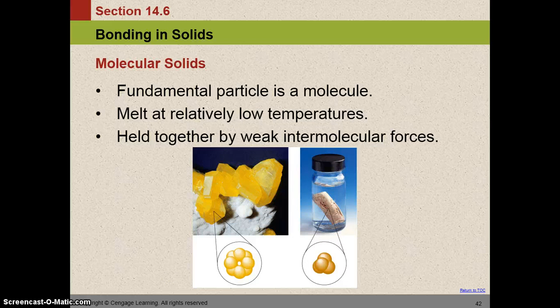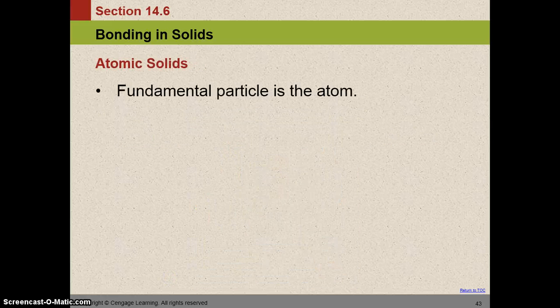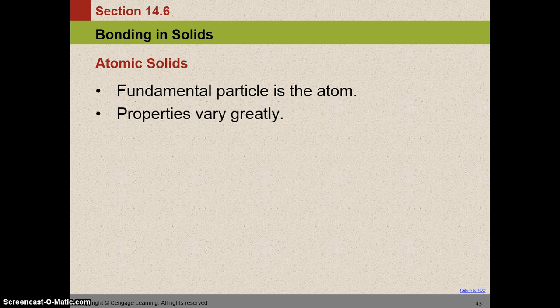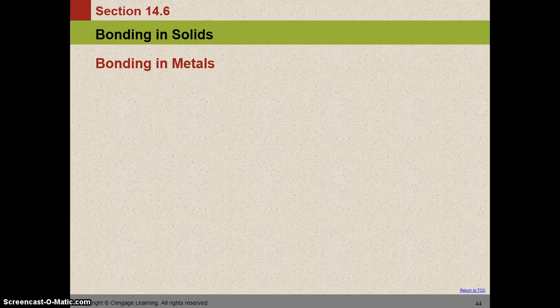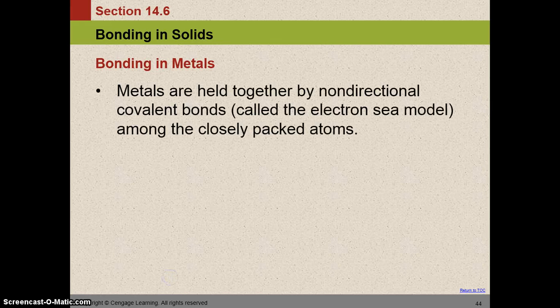Atomic solids, the fundamental particle is the atom, and it really depends on what type of atoms you're looking at. If you're looking at group 8, they have low melting points. If you look at a diamond, which is made up of carbon, it has a very high melting point. So it really depends on the type of atom.